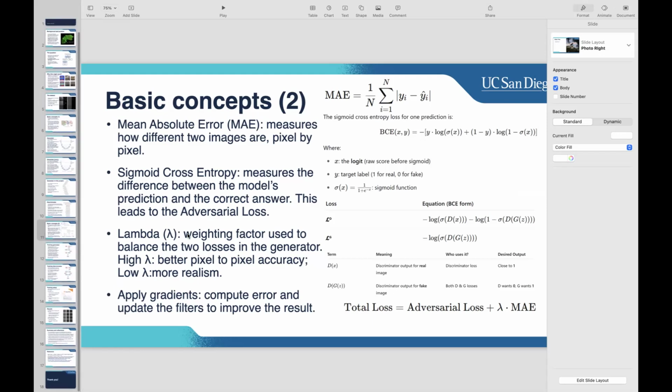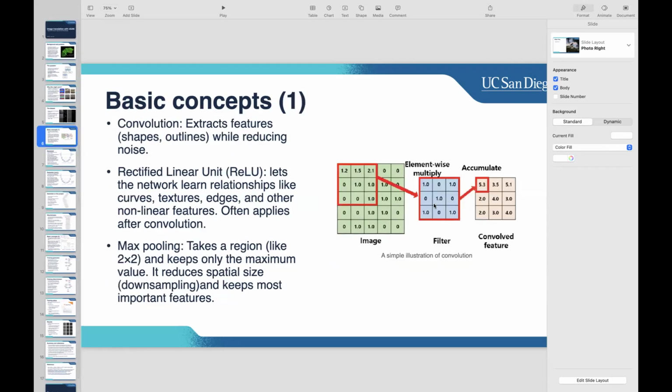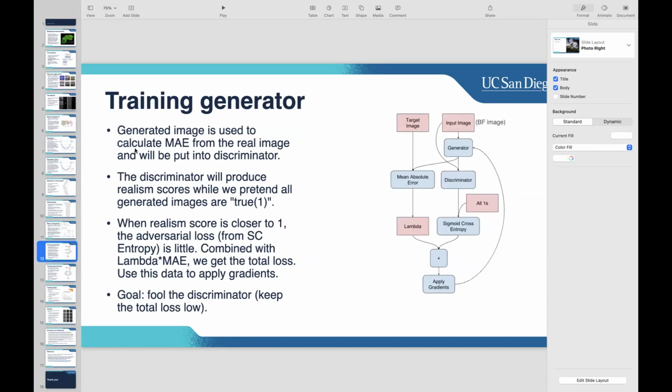And apply gradients. This is the most confusing concept. Actually, I still cannot totally understand this. This step computes the error and updates the filters to improve the result. The filters are, in case you are wondering, just this thing. Sometimes I also call it a kernel, but it's the same thing. You can understand.